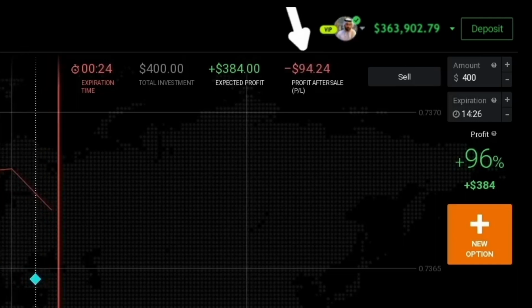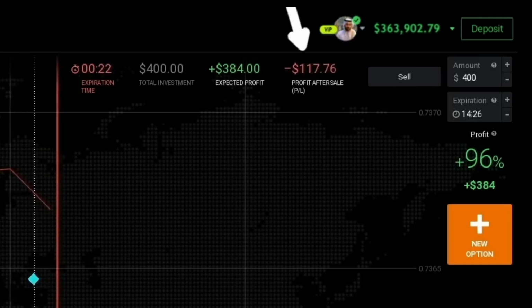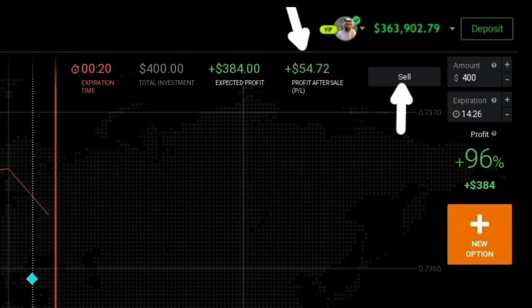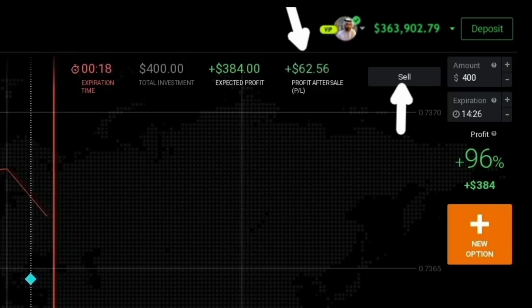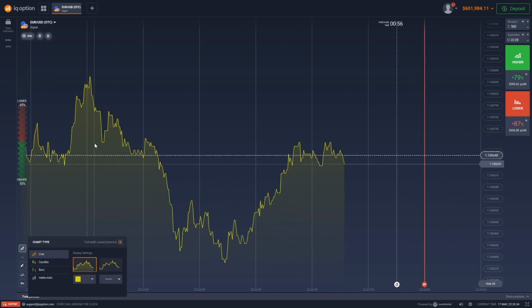The third number is the profit after sell, meaning if you click the sell button right now, how much money you will make or you will lose depending on the number shown here. There are 4 types of charts available on IQ Option. The first one is the line chart. This one is the most simple one.